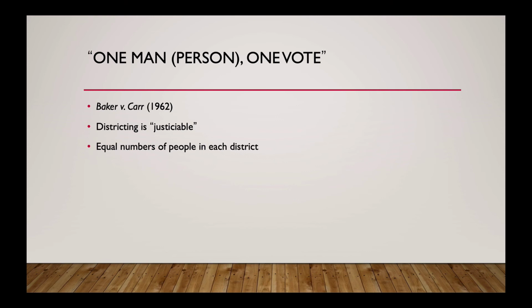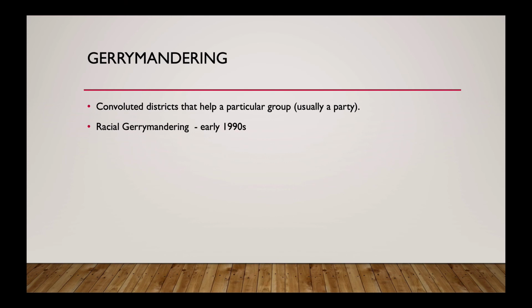So Baker v. Carr in 1962 said districting is justiciable, meaning the districting can be taken up by the courts. And in fact, that's frequently what happens, right? That the state legislature draws the district, and then the other party, the party that is not in power, takes that to court because they feel like the lines that have been drawn are not appropriately equal. Baker v. Carr also requires equal numbers of people, or approximately equal numbers of people in each district, so that one person's vote is approximately equal to another person's vote.